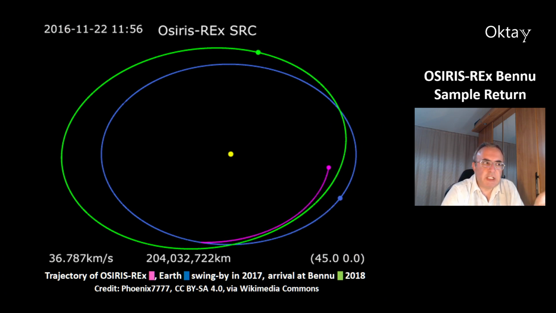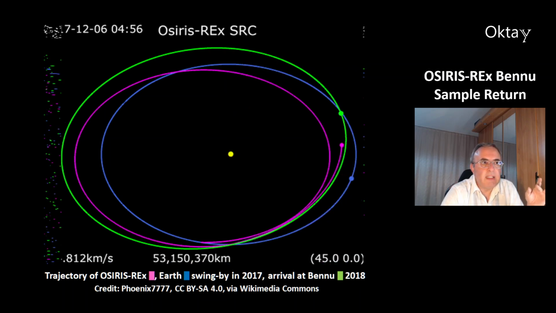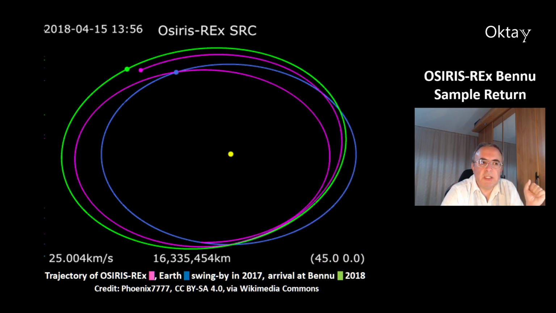A picture of the trajectory of OSIRIS-REx. I think you can see the spacecraft OSIRIS-REx. In blue, that's planet Earth. In green, asteroid Bennu. After the launch in 2016, there was a swing by at Earth in 2017, and the spacecraft arrived at Bennu in the year 2018.